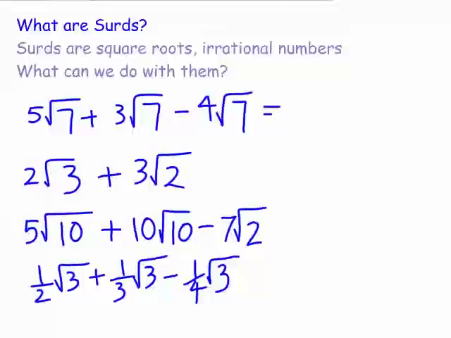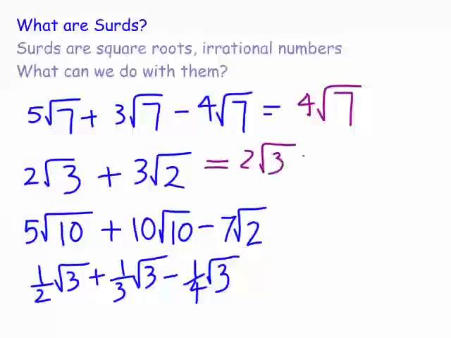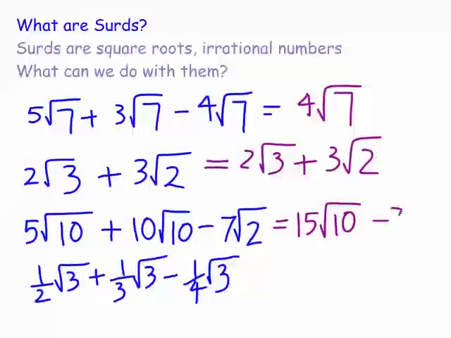Here, I'd like to just have a go at these. 5 root 7 plus 3 root 7 is 8 root 7, minus 4 root 7, hopefully we can get 4 lots of root 7. How about this one? Hold on, something's amiss here. These are different surds, so we can't do anything with these, so we just rewrite that as 2 root 3 plus 3 root 2. We can't add those, they're not like surds. In example 3, you can see here that some of them are like, so we can say 10 and 5, so 15 root 10. We can't do much with the 7 root 2 on the end.